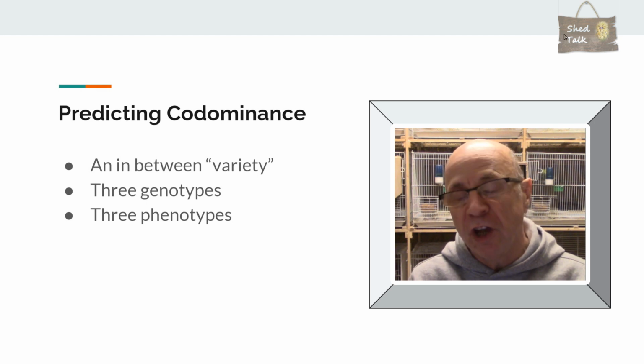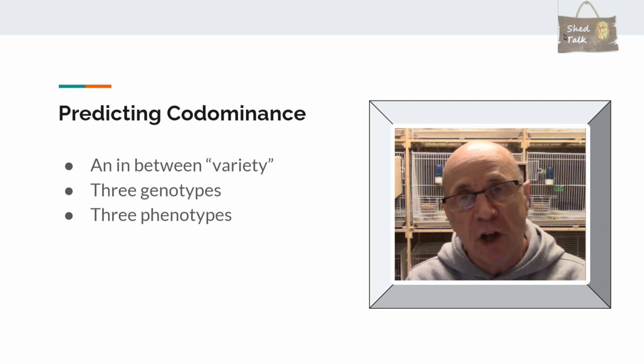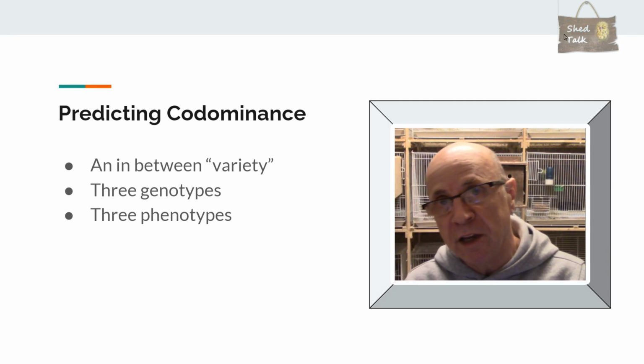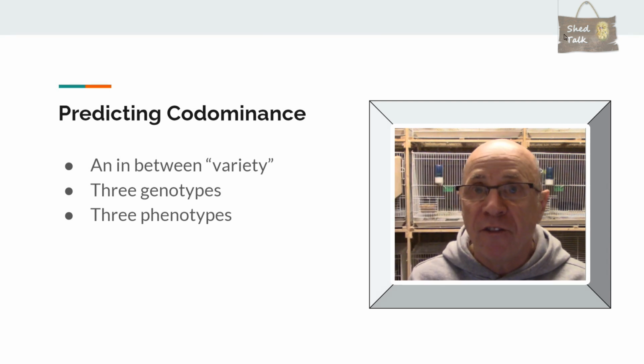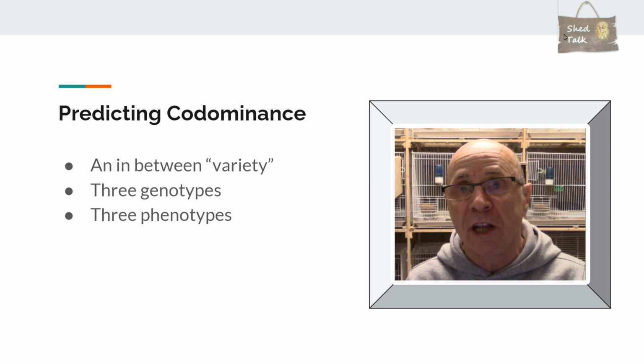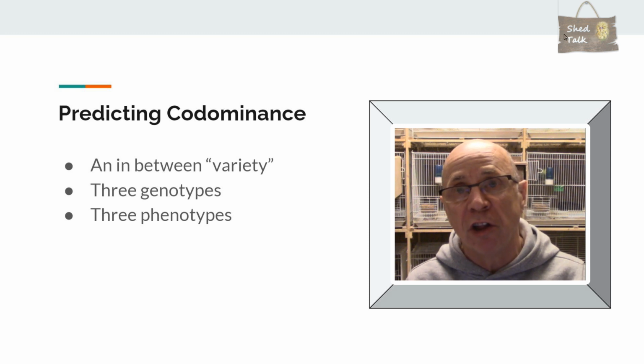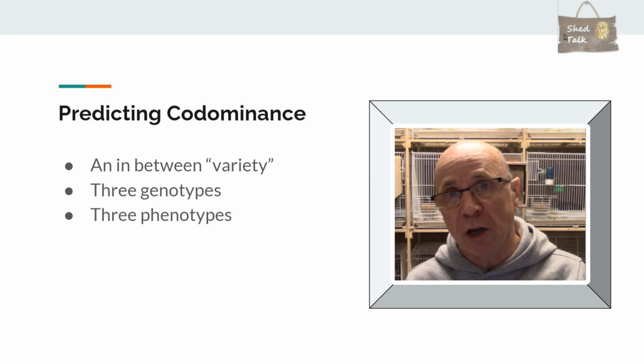Fairly straightforward. I suppose the only thing you really need to remember is that with any codominant variety there will always be an in-between stage. So a bird that looks different from the wild type but also different from the double factor. So in effect, unlike the dominant and recessive birds where we had 3 genotypes but only 2 phenotypes, there is a phenotype for each of the genotypes. So 3 genotypes and 3 phenotypes.